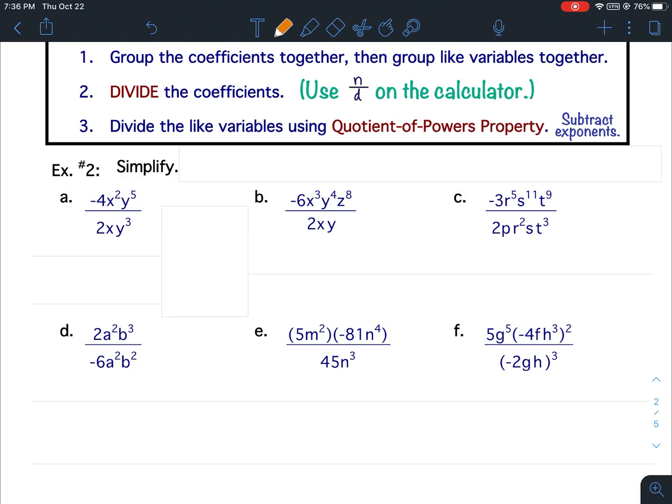Laws of exponents, dividing monomials, lesson 4.3 notes. Example number 2. To solve these problems, we're going to use the order of operations, so PEMDAS. For most of these problems in example number 2, the only thing to do is divide. However, E and F require more than just division.